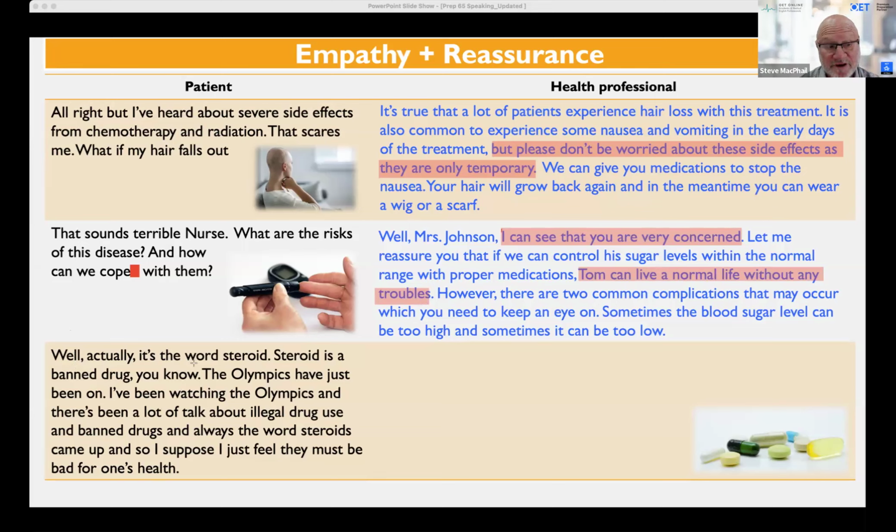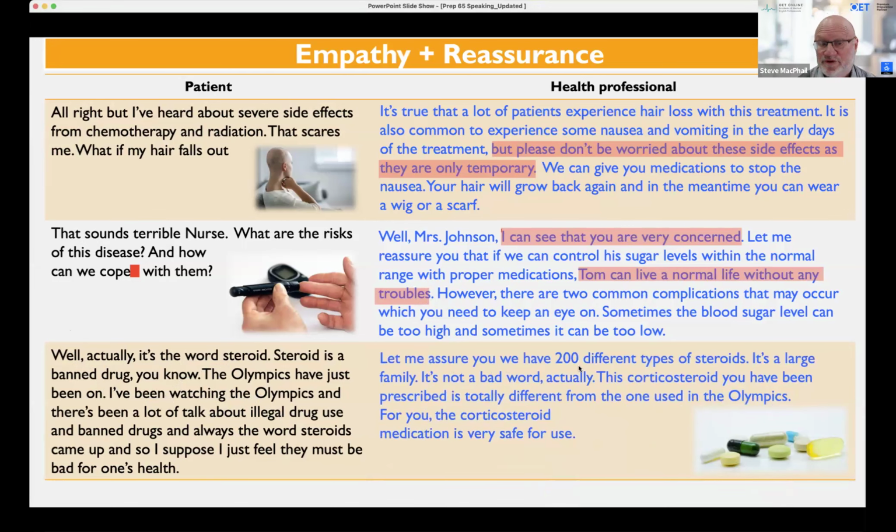Well, actually, it's the word steroid, says the patient. Steroid is a banned drug, you know. The Olympics have just been on. I've been watching the Olympics and there's been a lot of talk about illegal drug use and banned drugs. And always the word steroids came up. So I suppose I just feel they must be bad for one's health. How do we respond?